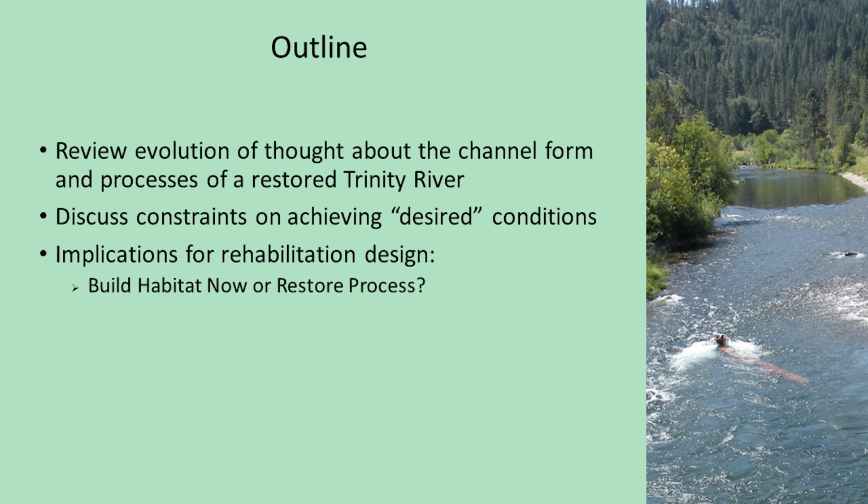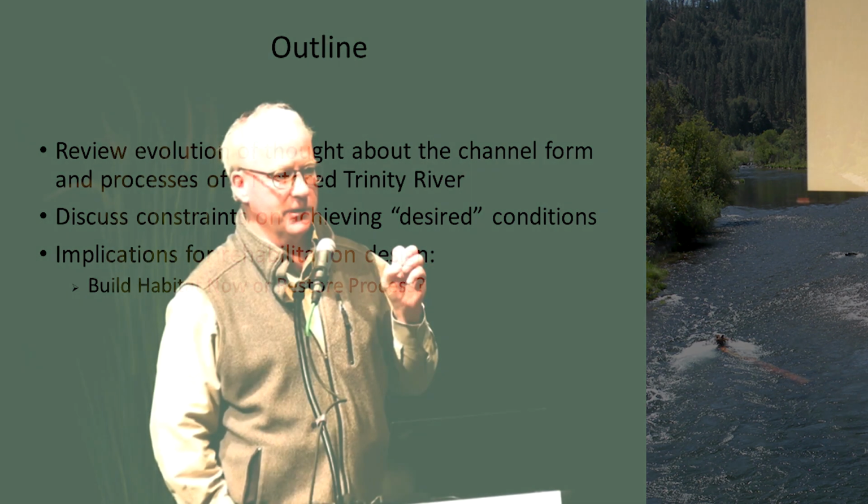And I want to talk about how that's changed over time, and then discuss the constraints that we have discovered on achieving that desired condition, that form, that archetype of the perfect river that's going to be great for salmon. And then from that, I want to move forward: what have we learned so far? What are the implications for moving forward with design?